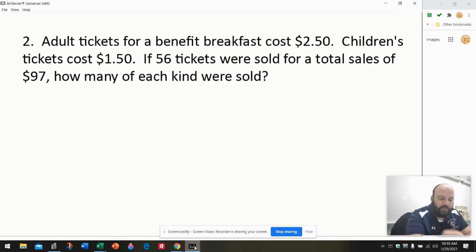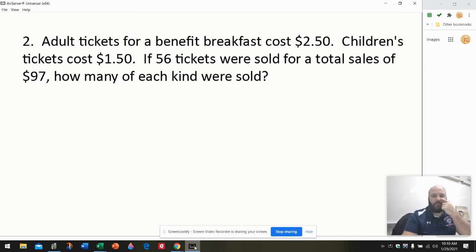So this is very similar to the last one. An adult ticket for a benefit breakfast costs $2.50. A children's ticket costs $1.50. It says if 56 tickets were sold for a total sales of $97, how many of each kind were sold?